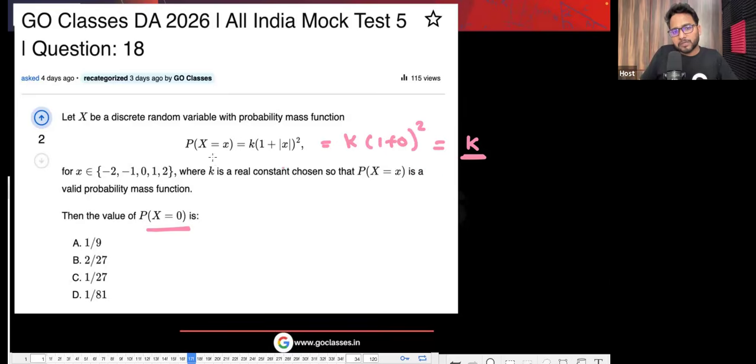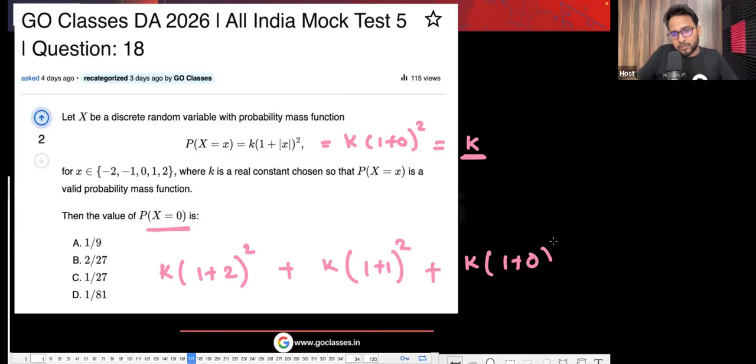The value of k you can find by summing all the probabilities. So the sum is the probability of x at minus 2, minus 1, 0, 1, 2. But one thing you notice here, since it is mod x, the probabilities at minus 2 and minus 1 are the same as at 1 and 2. So the probability of x equal to minus 2 will be k into 1 plus 2 whole square. Plus the probability of minus 1, which will be k into 1 plus 1 whole square, plus the probability of 0, which will be k into 1 plus 0 whole square.